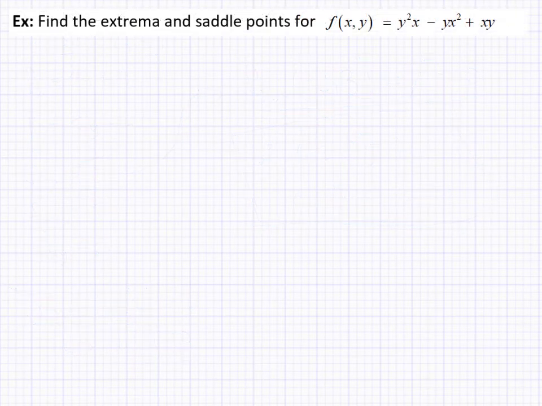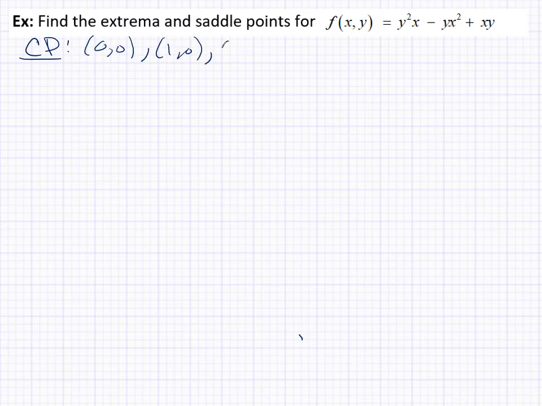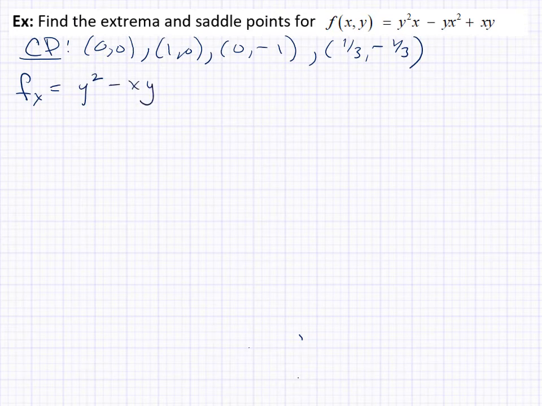So this is the other one we already did. We already found the critical points. Those critical points were (0, 0), (1, 0), (0, -1), and (1/3, -1/3). Okay? So we have to test them. So we need our partial derivatives, with respect to x, which was, what was that? It was y squared minus xy, or 2xy plus y. And derivative with respect to y was y squared. Oh, nope.